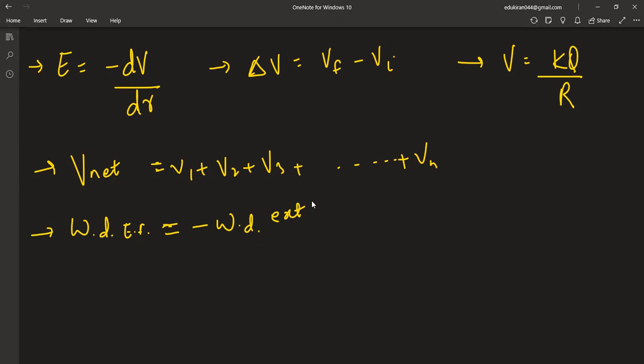Now coming to potential due to a dipole. So generalized, work done by the electric field is equal to the negative of the work done by the external force.